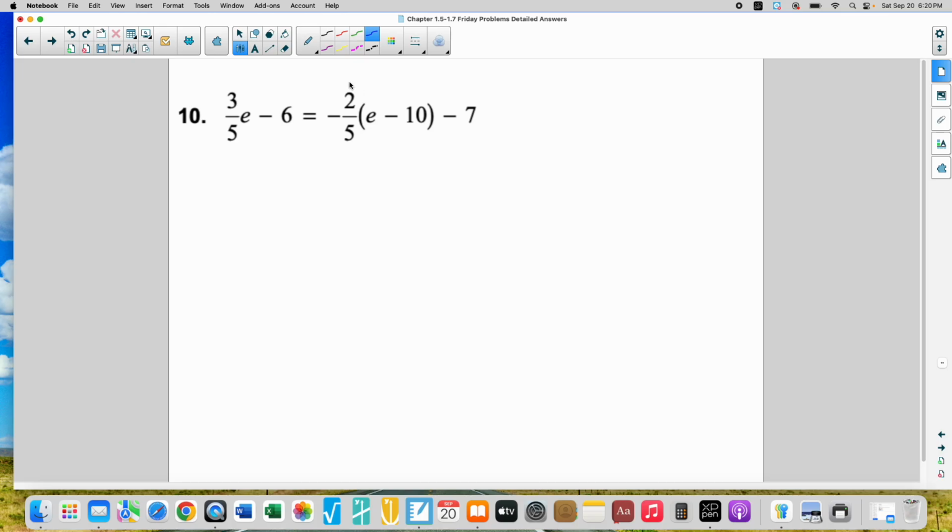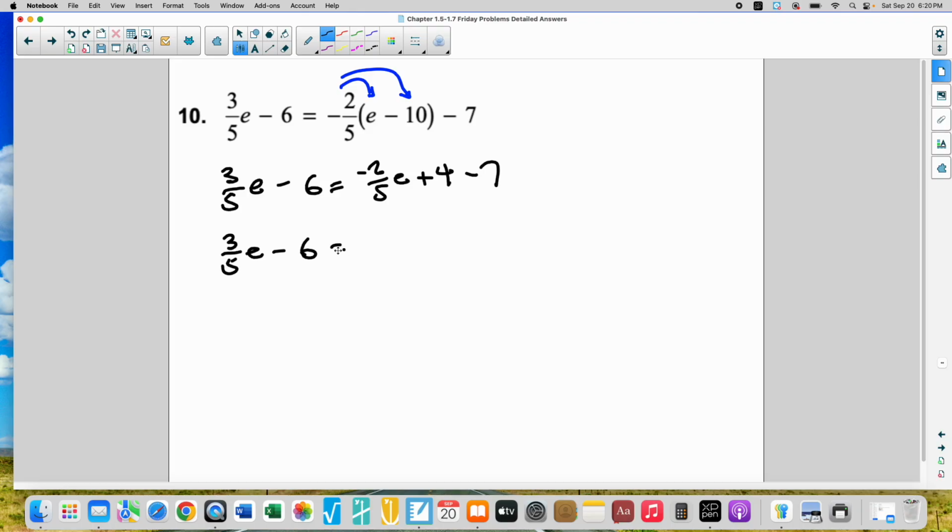Okay. We're going to have to distribute this. 3/5 e minus 6 equals negative 2/5 e. Now the 5 and the 10 cancel, the 2, so that's positive 4. And then we lump on that negative 7. Let's combine like terms. We want to simplify each side prior to moving. Positive 4, negative 7 is negative 3.